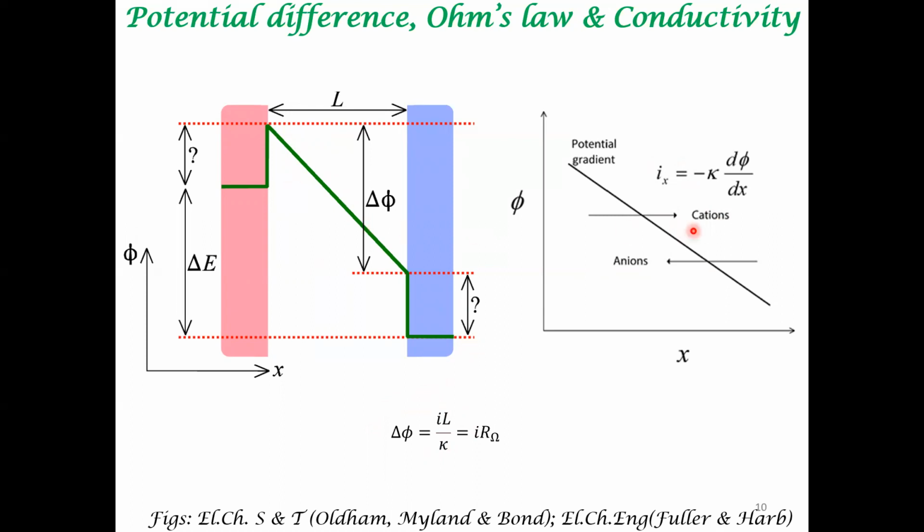In an ionic conductor, even though there are anions and cations, this notion of V equals IR is still present. So this notion of conductance, conductivity, resistance, all these can be translated from electrostatics to an electrochemical system.